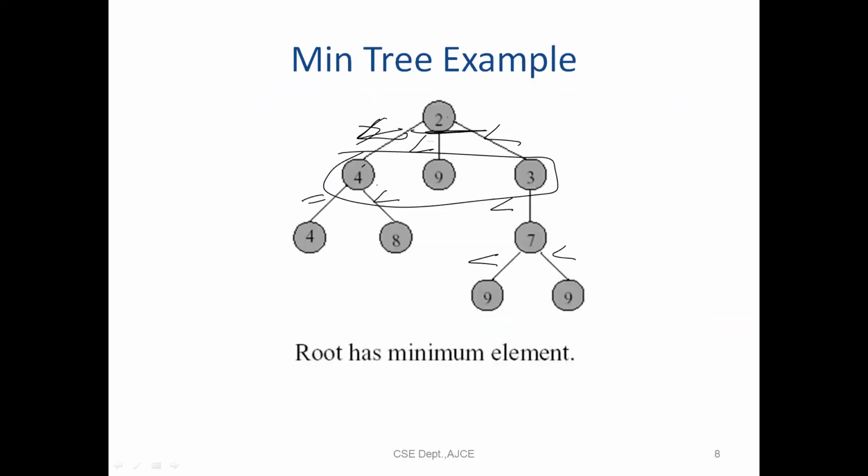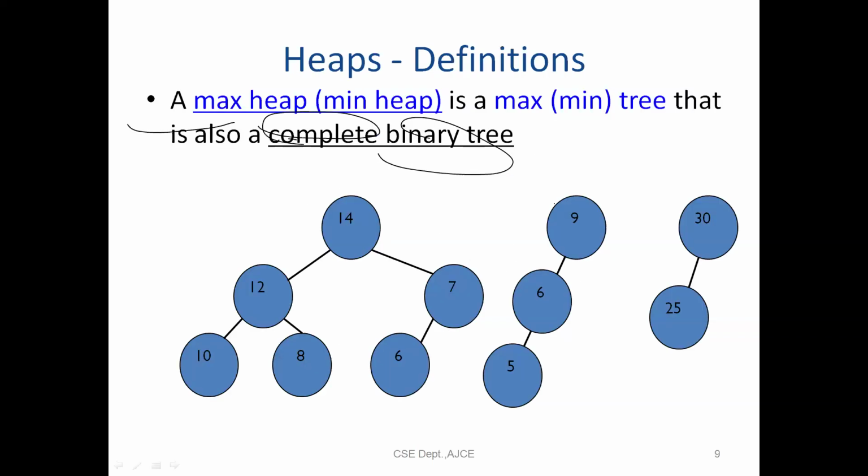You can see this is not a complete tree. Why? Because you fill here and then 9 does not have any child, and you move on to 3 and fill the nodes. So it's not complete. But when it comes to a binary tree, you can have a complete binary tree like this.